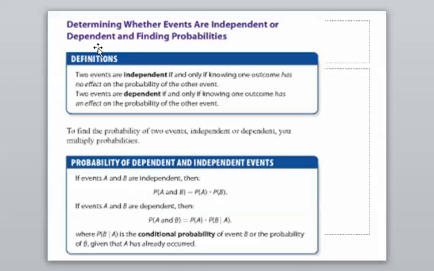Let's look at a different situation. Now, we need to try to determine whether events are independent or dependent. Okay? 2 events are considered independent if and only if knowing the outcome has no effect on the probability of the other event. So a lot of these things that you have replacement on are independent. If 2 items are dependent upon each other, then knowing the outcome of one has an effect on the probability of the other event. Those would be things that are dependent upon each other.